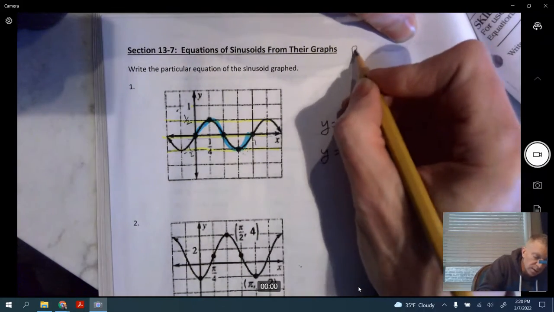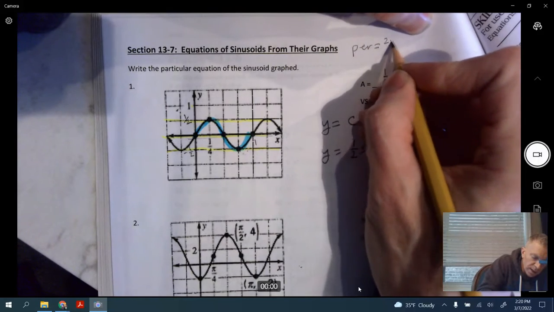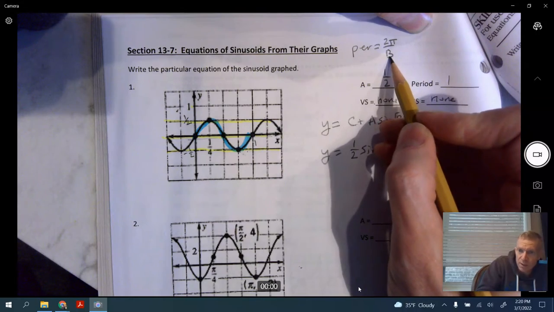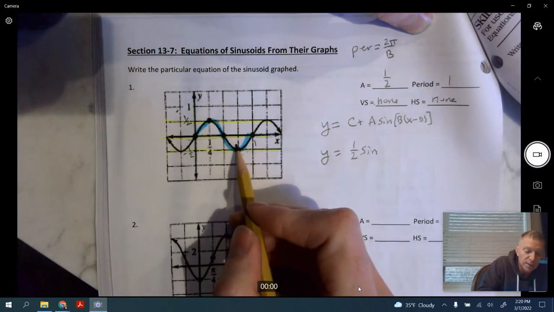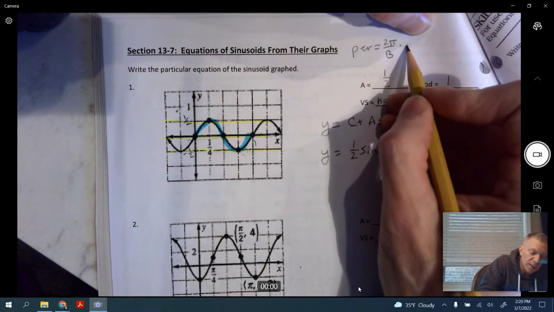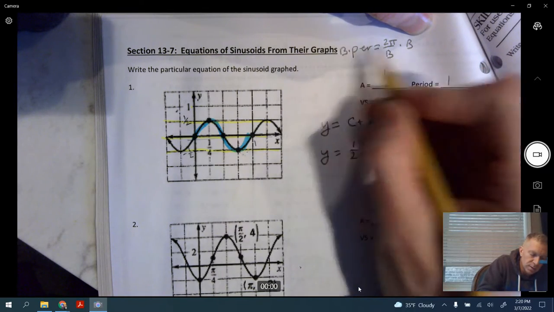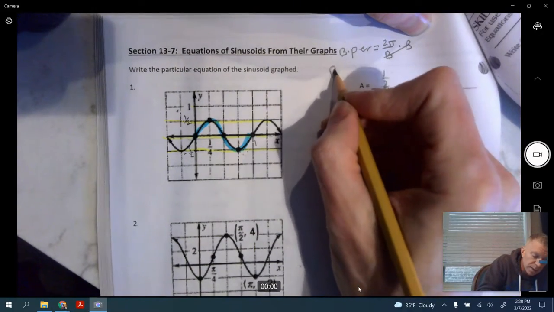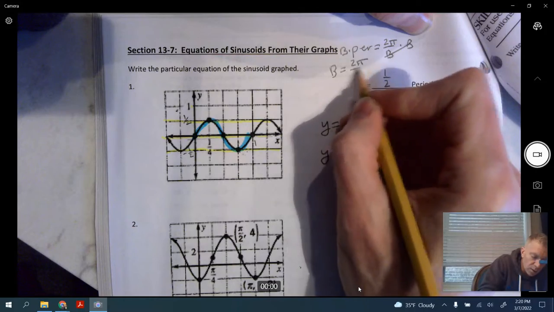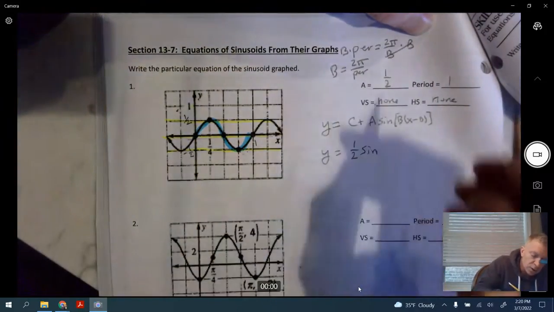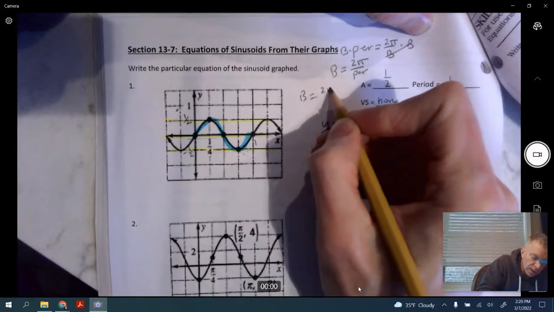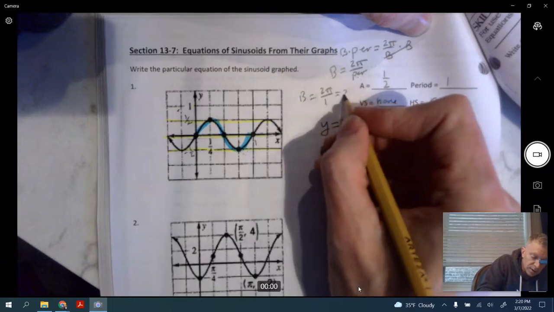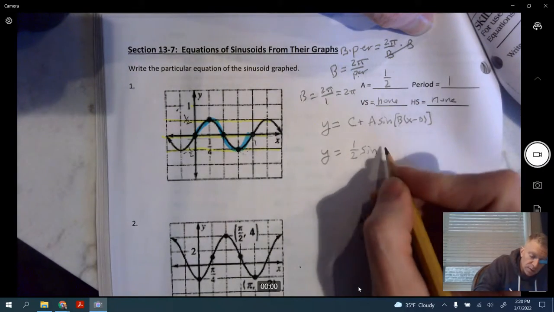Remember, we know that the period equals 2 pi divided by b. If we take this equation and solve for b, so here we know the period and we need to find b. So I could multiply both sides by b. These cancel. Divide both sides by the period, and you'll get b equals 2 pi over the period. Okay, so b is going to equal 2 pi divided by my period. My period's 1, so 2 pi over 1. So I simply get 2 pi. So my b value is 2 pi.